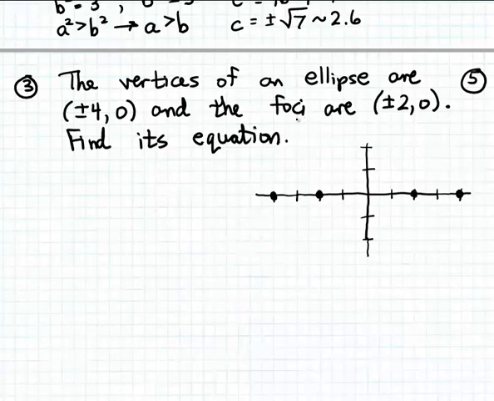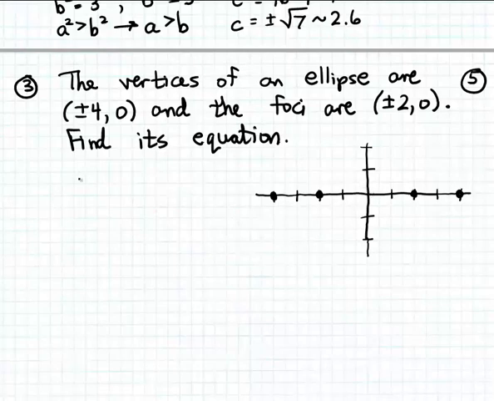Since the foci of an ellipse are always on the major axis of the ellipse, and of course the vertices of the ellipse are the endpoints of the major axis, then we know that this ellipse is elongated along the x-axis. And furthermore, since these vertices are symmetric around the origin and the two foci are symmetric around the origin, that means that the center of this ellipse must be the origin.